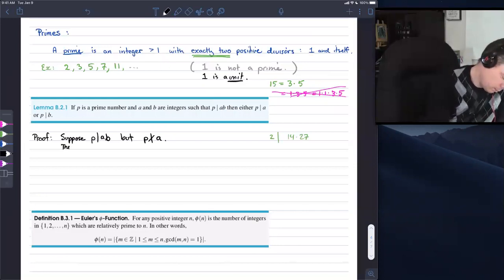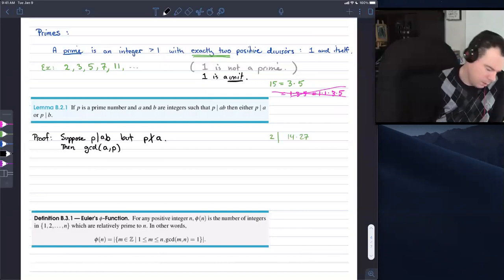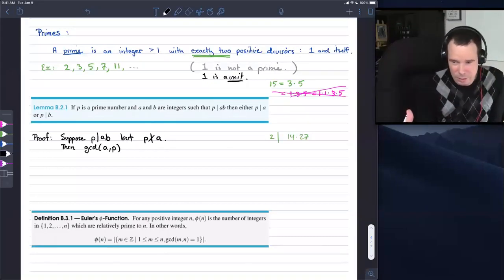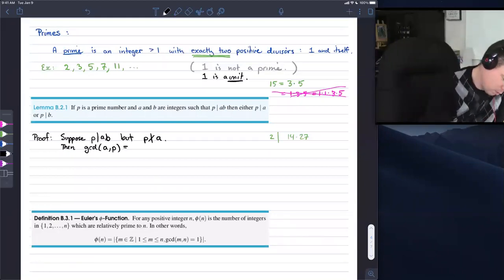Then, if P doesn't divide A, then the GCD of A and P, what must that be? Yeah, it must be 1. P doesn't divide A. So the only divisors of P are 1 and P. So a common divisor of A and P is either going to be 1 or it's going to be P. But P doesn't divide A, so the common divisor can't be P. So the only other option is it's 1. So the GCD is 1.